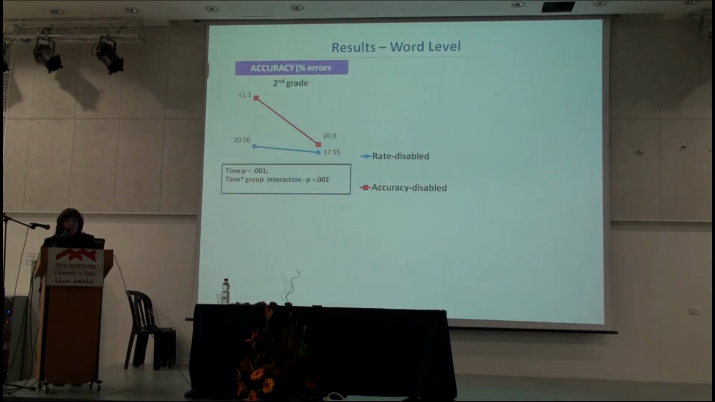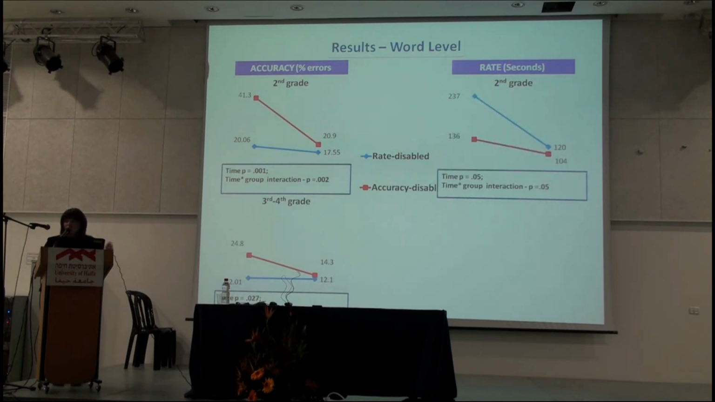So let's see the results on the word level. What we got with repeated measures is an effect of time and interaction. Meaning, for example, that the accuracy disabled improved their accuracy much more than the rate disabled. The same was in grades 3 and 4. And when you look at the rate improvement, you see the mirror effect. You see that the gains in rate are especially in the rate disabled group, and it's the same for grade 2 and for grades 3 and 4. And those are the significant interactions.